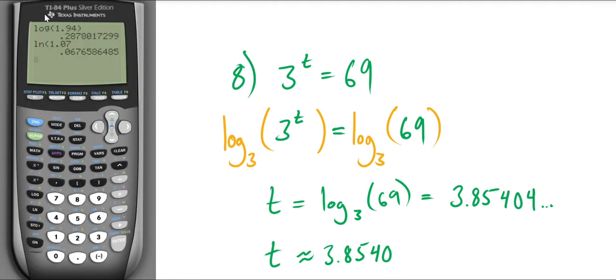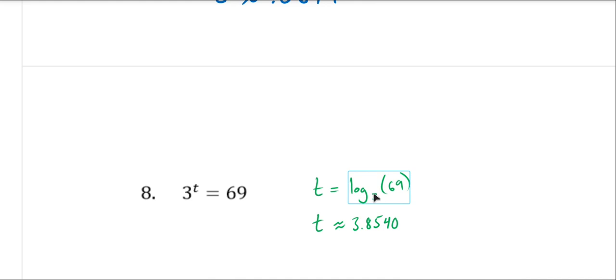Recall that if we have a sufficiently advanced TI-84, going to math and down to log base, we can actually put a base in, like 3, and take the log base 3 of 69 directly. On the other hand, if we have a less sophisticated calculator, we'll need to use the change of base formula. Picking either log base 10 or log base e, we can write this as log of the argument divided by log of the base, which you can see gives the same answer. One of these might be necessary if you're, say, for example, just using a basic scientific calculator. So this would be our exact answer, and this our approximate answer to 4 decimal places.